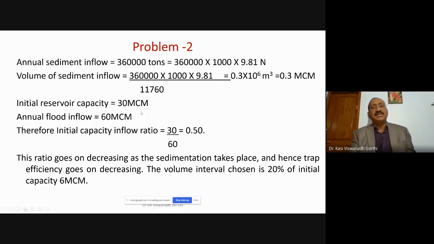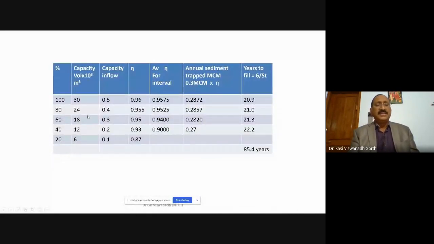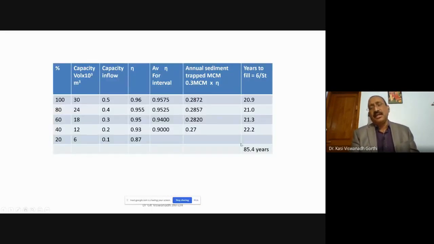The initial reservoir capacity is 30 and the annual flood inflow is given as 60. So the capacity inflow ratio is 0.5, that is 30 by 60. Then you have to make the calculations. If you take a 20% interval, 30 to 24, 24 to 18, 18 to 12 and so on, you get the number of years. The life of the reservoir in this case is 85 years.